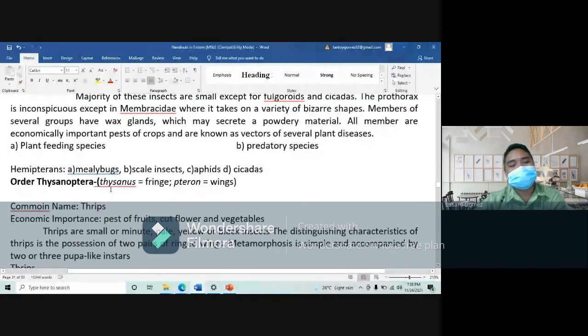Okay, the other order also is what we call the Thysanoptera. Consists of two words. Thysanos means fringe.